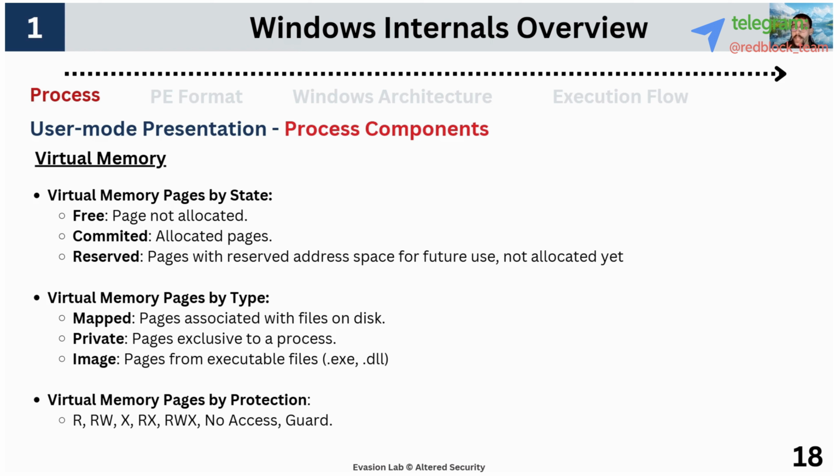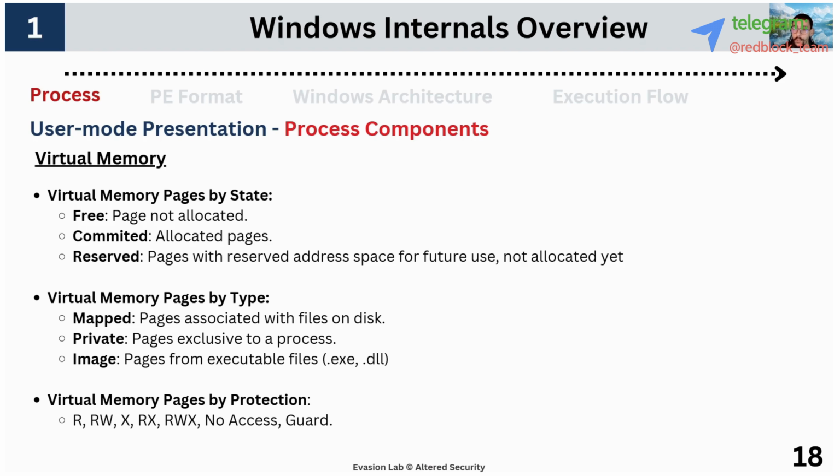Each virtual memory page has a protection attribute that determines the allowed operations. The main protection types are R, read. The page can be read but not modified. RW, read write. The page can be read and written to. X, execute. The page can only be executed as code. RX, read execute. The page can be read and executed but not modified. RWX, read write execute. Full access. The page can be read, written to, and executed. No access. The page is inaccessible, preventing any read, write, or execute operation.